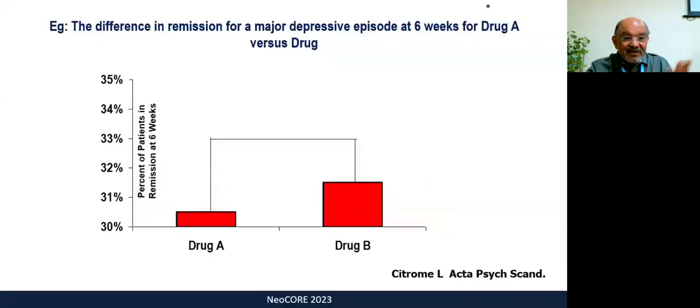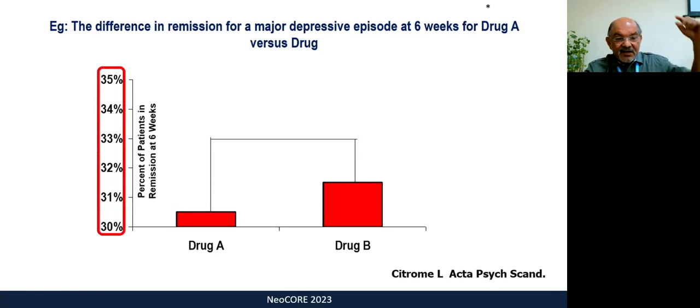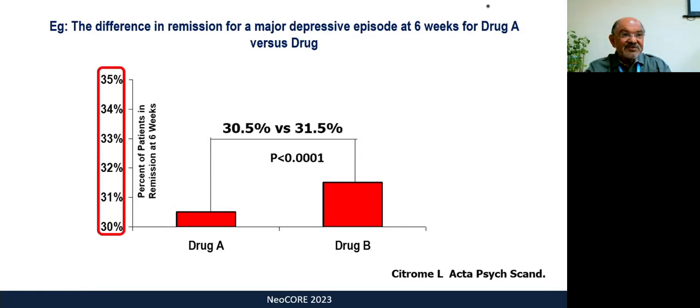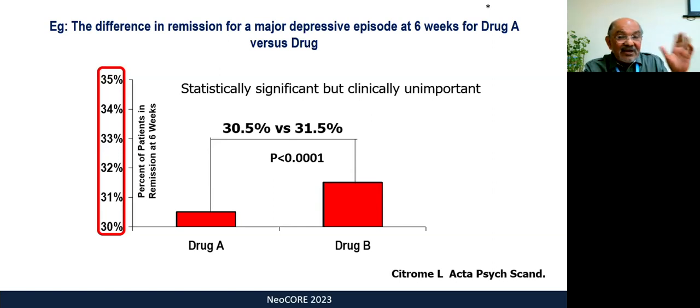Okay, so the example I can give you is looking at remission rates for major depressive disorder at 6 weeks, comparing drug A and drug B. With drug A and drug B, it's 30.5% versus 31.5%. 1% difference between the two, but your p-value can be less than 0.0001 depending on your sample size. So this is an example of a statistically significant but clinically possibly unimportant difference. Why? Because it comes from a trial where you control everything. In the real world, you control nothing. You're not going to get the same results. And if you start out with a 1% difference, you can't believe this is going to be helpful.